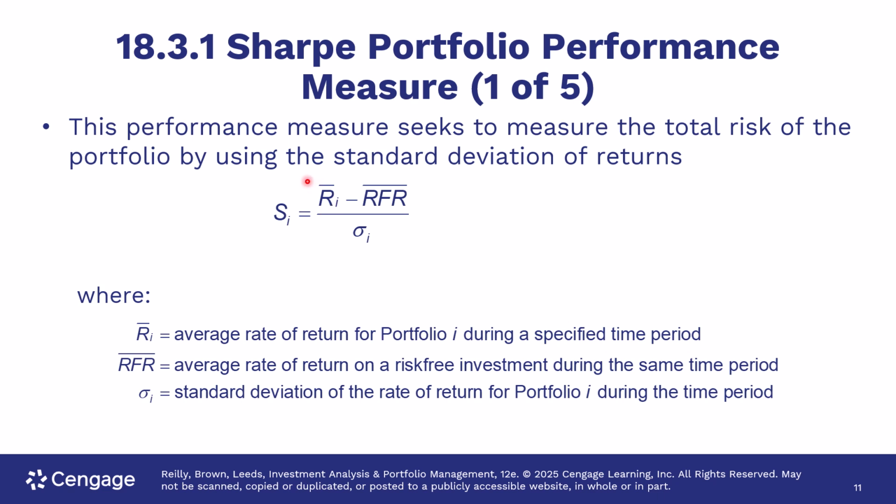So the average return to fund i minus the average return on the U.S. Treasury bill during that same time period, right? We have to be fair. So whatever historical data we use to get the average return for a mutual fund or a portfolio, we also have to use that same historical time period to come up with the average return on the Treasury bill rate, the average risk-free rate, right? You divide that by the standard deviation of the portfolio or the fund, right?